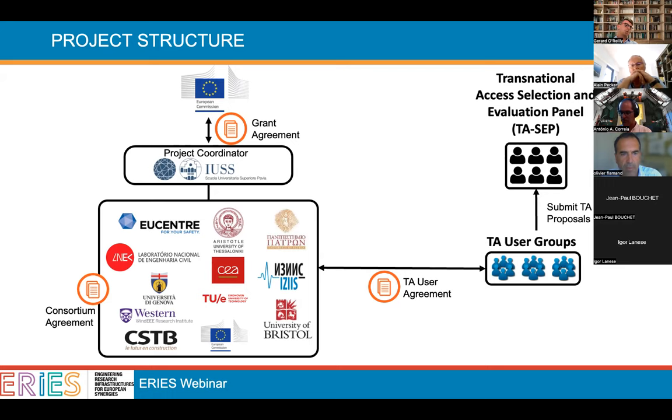The main way that this will work then, and we'll get into this in a bit more detail, is these external user groups would be submitting their proposals to what we've called the selection and evaluation panel. So this is like an independent body. Some of the members, I know Professor Pecker is here online with this. Essentially, the proposals that will be put together will be evaluated by this panel and decided which of these proposals will have access to the infrastructures or the installations shown on the left-hand side, using the funding that has been made available through this project.